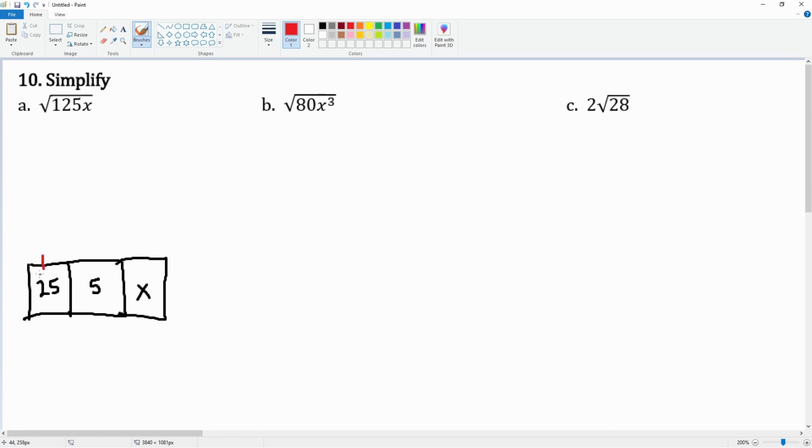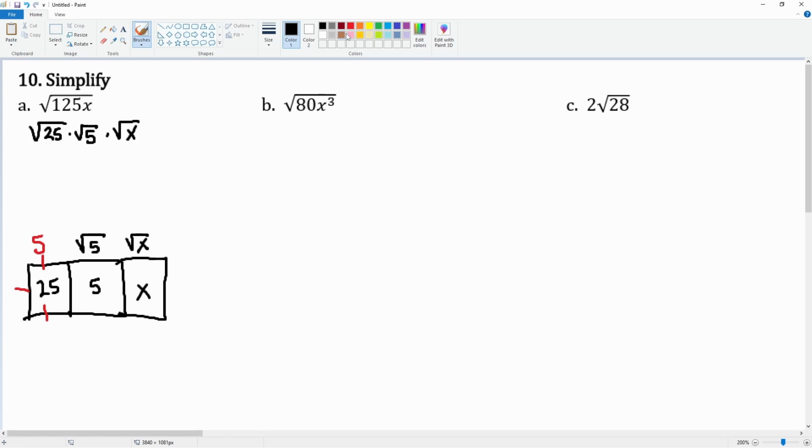This actually has a length here. This is 5. Nothing happens to the 5 here. It's just radical 5. And you don't know what the length of x is, so it's just radical x, okay? So let's break this up. This breaks up into square root 25 times square root 5 times square root x.